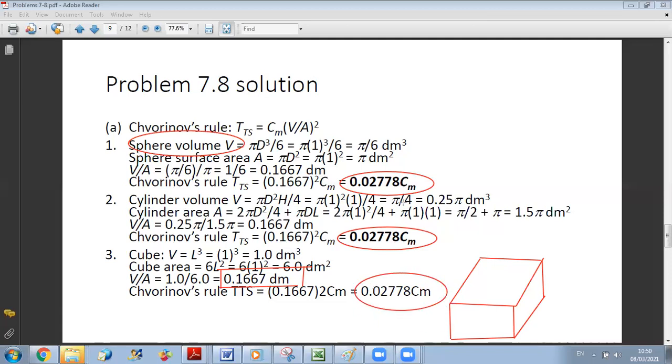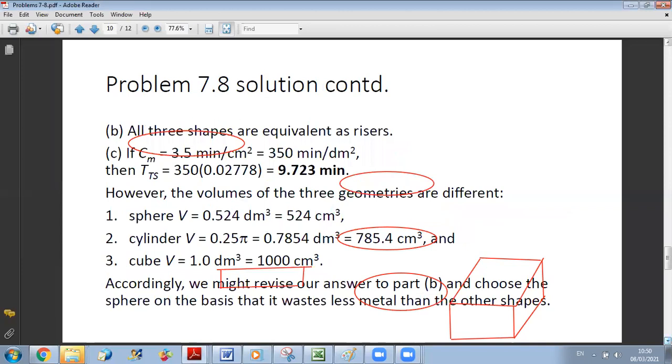But once they are equivalent in solidification time, you will not stop here. You will say, I will search for the lowest volume. And among the three, you have the sphere having the lowest volume. So I will select as my riser the sphere. Okay, so here you can see again these details.